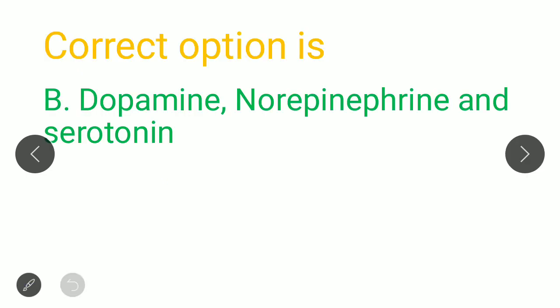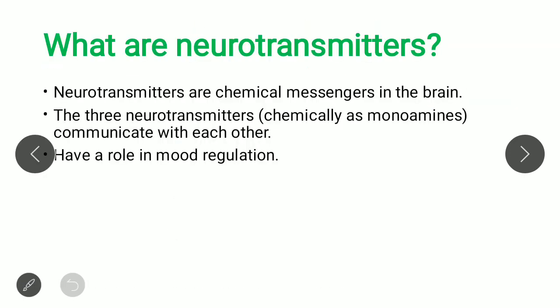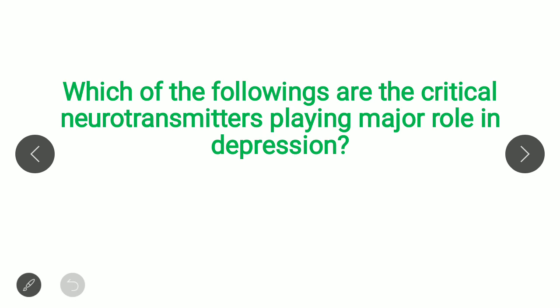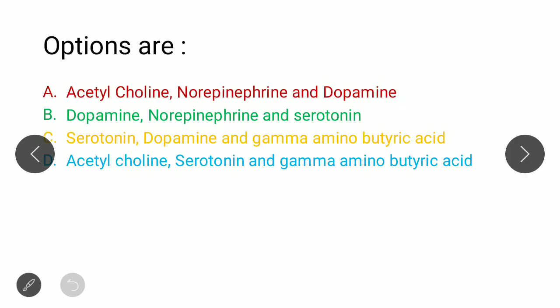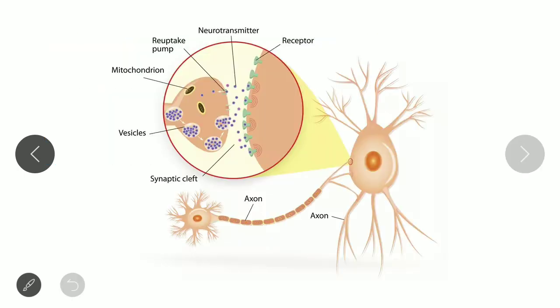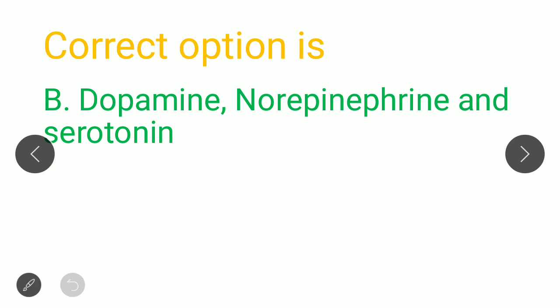So the correct answer for this question is dopamine, norepinephrine, and serotonin. That was option B available for this particular question. The question was, which of the following are the critical neurotransmitters playing a major role in depression? We have studied thoroughly three different neurotransmitters and how they are actually involved in the physiology of depression. So we have discussed and finally came to the conclusion that option B is correct.